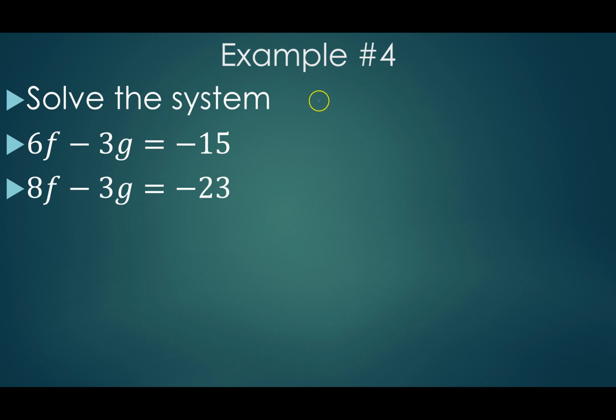So again, we'll leave the top equation alone, so it'll be 6f minus 3g equals negative 15. But then the bottom equation will become negative 8f plus 3g equals positive 23. Again, I'm not 100% sure why, there's just a lot of confusion with the negative signs. As long as you're careful, it doesn't matter. But I guess it's just easier to visualize a negative sign and a positive sign when you're adding versus double negatives and subtracting. So that's why it's handy.